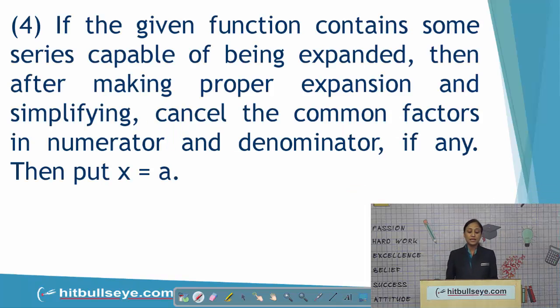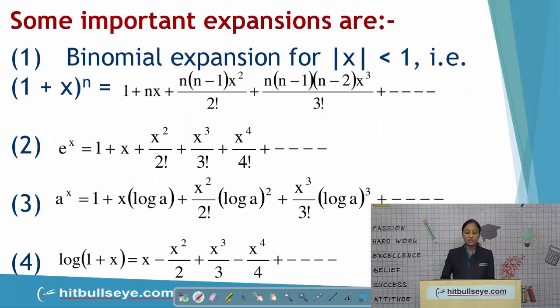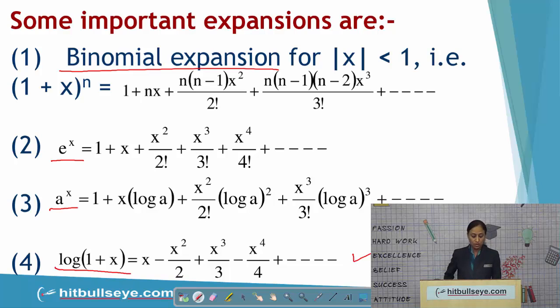This fourth rule says that if the given function contains some series capable of being expanded, then after making proper expansion and simplifying, cancel the common factors in numerator and denominator and then put x equal to a, which if it gives a definite value will be the answer for your limit. These are some important expansions that are commonly used in questions on limits. The first one is the commonly known binomial expansion. Then you have e raised to power x expansion, a raised to power x, and the expansion of log 1 plus x. Let's take up a question based on log 1 plus x.